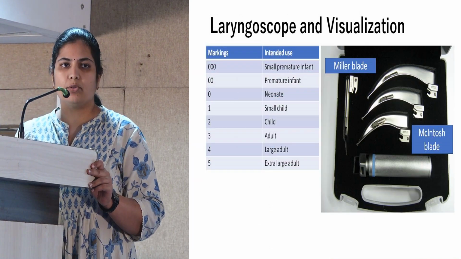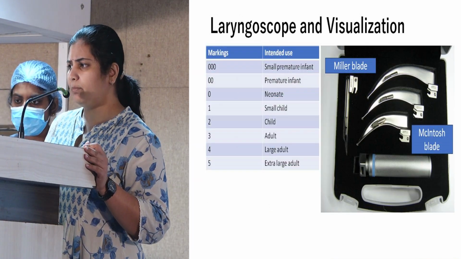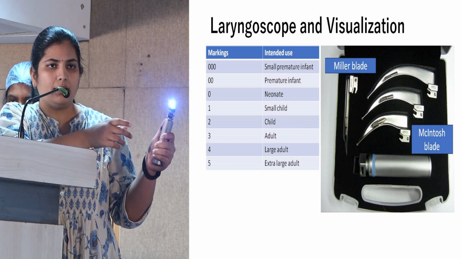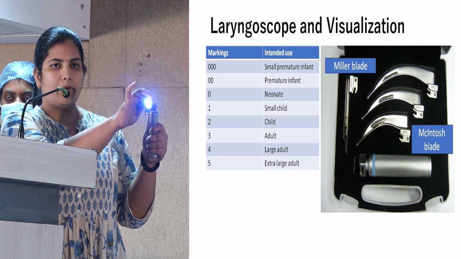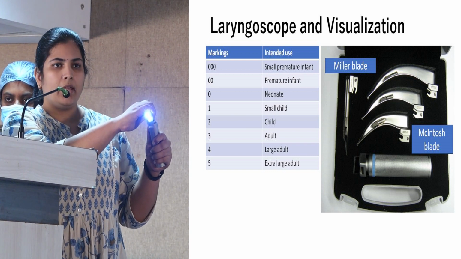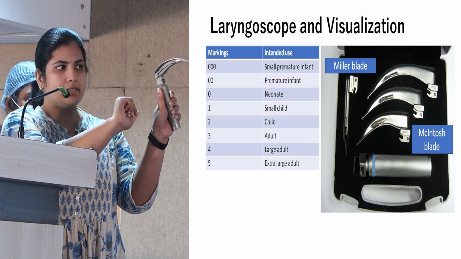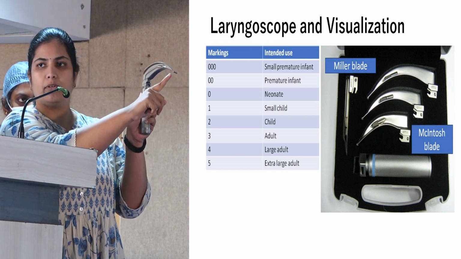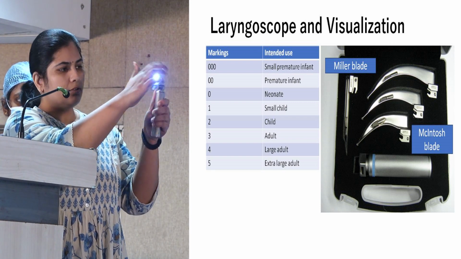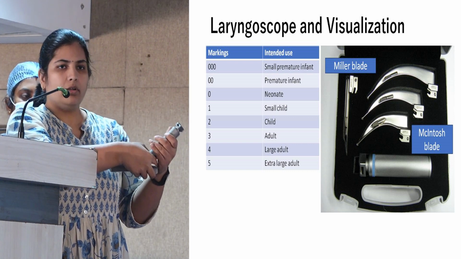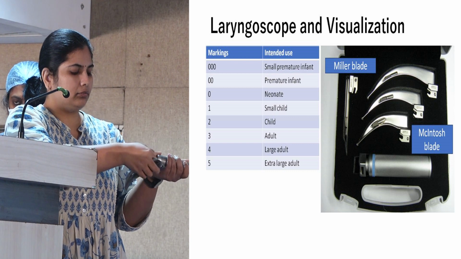Then laryngoscope and blades. This is a laryngoscope. This is called the Macintosh laryngoscope blade. Except for a neonate and small infant, for everyone we use this blade, which has a curve. The Macintosh blade has a handle which has batteries inside.